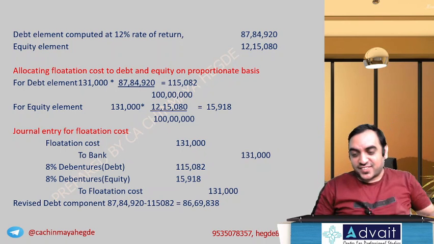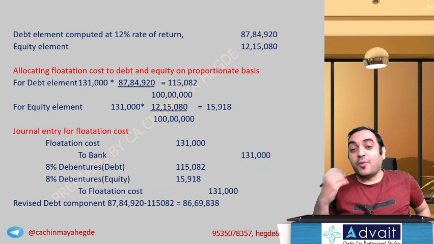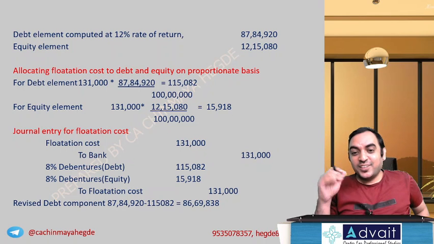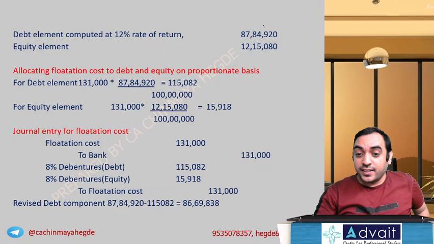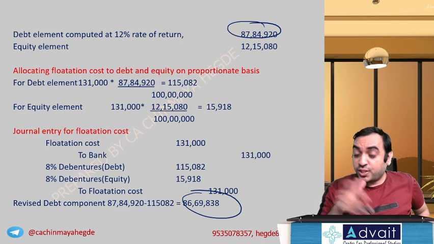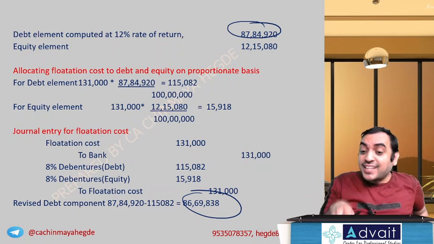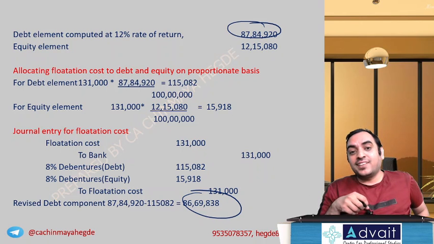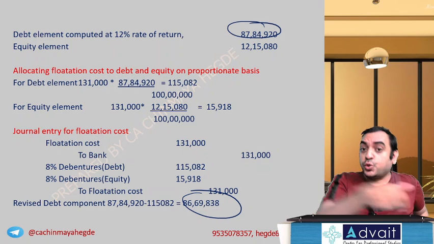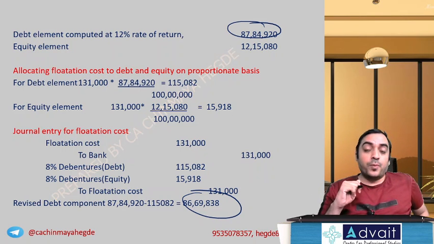Okay, so now, I'm coming to your question. That's what I was about to ask. When we talk about the amortization schedule, on what amount will you apply 12%? Will you apply it on 87,84,920, or on 86,69,838? This situation would have come not only in this problem; in any problem where a debt has a flotation cost, a loan has an issue cost or loan processing charges, this issue would have arisen. Hope you're getting the problem.